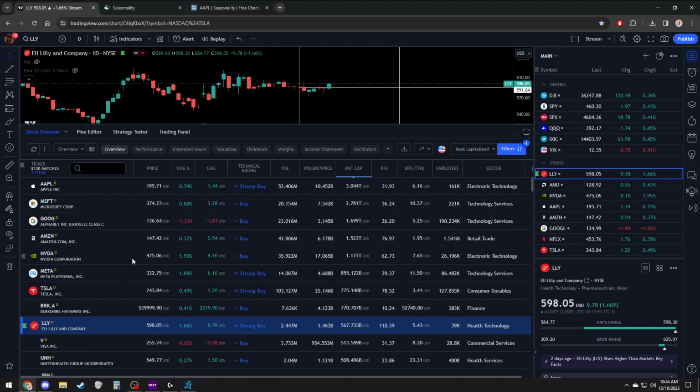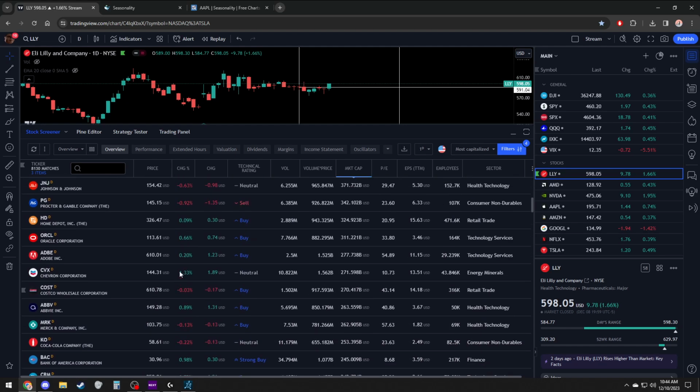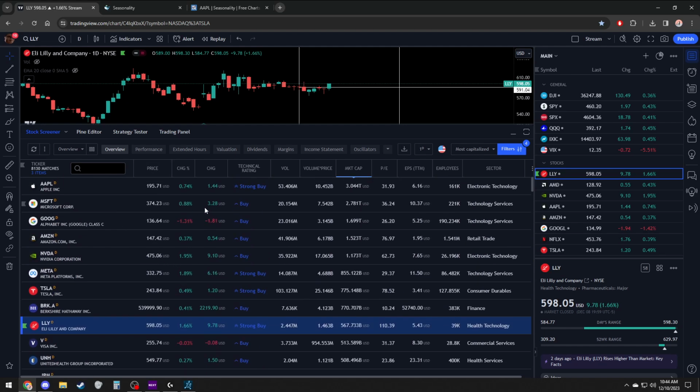is there's a couple ways I go about it. You can look at the top stocks in the New York Stock Exchange and the Nasdaq. So this is just a stock screener through TradingView, and you can see I have it sorted by market cap. So obviously the top company right now on the stock market in terms of market cap is Apple, and then Microsoft, Google, and so on.